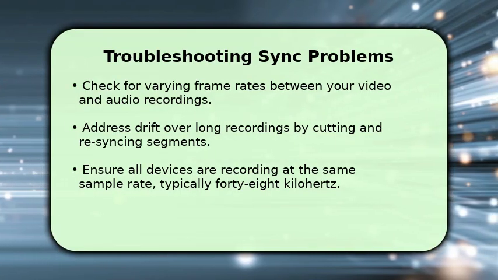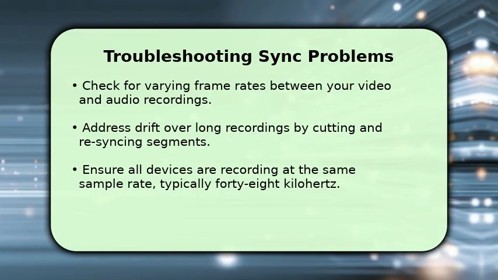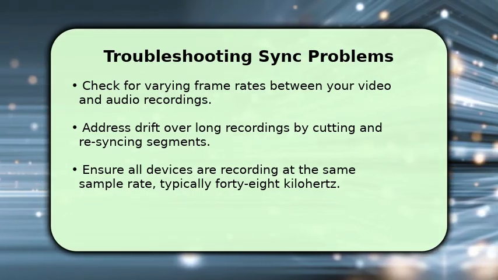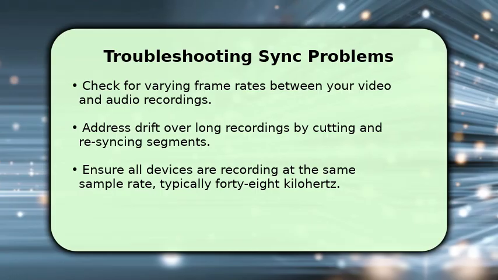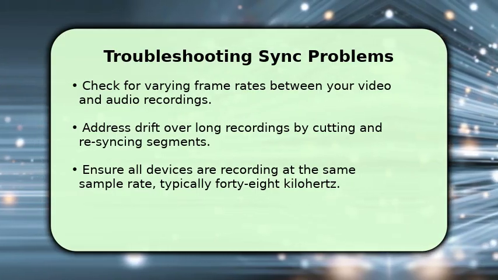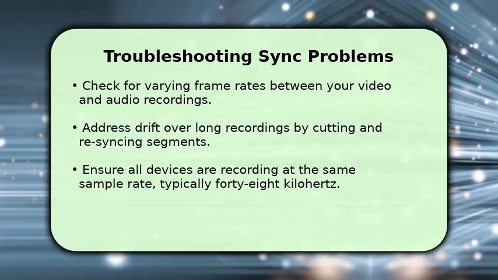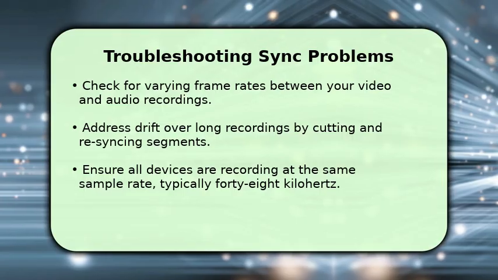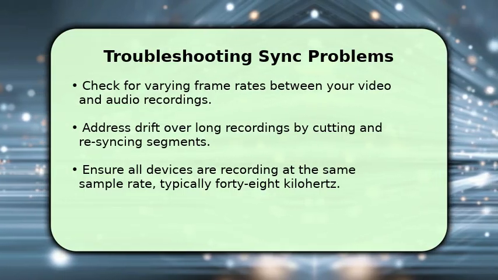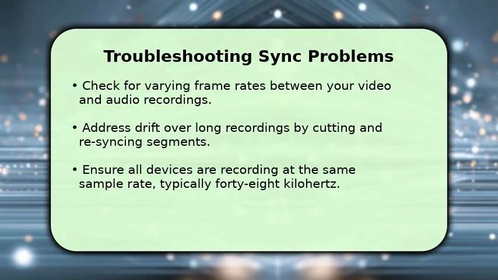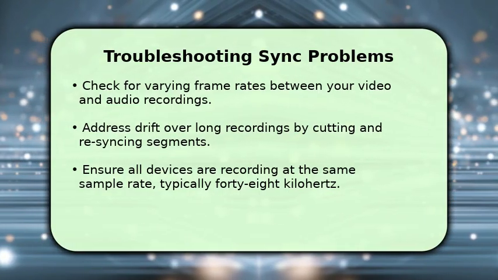A common problem is mismatched frame rates between your video and audio. Always ensure your camera and audio recorder are set to the same frame rate, for example, 24 frames per second. For longer recordings, audio drift can occur. Simply cut the clip into smaller segments and resync each piece. Also, verify all devices record at the standard 48 kHz sample rate for optimal compatibility.